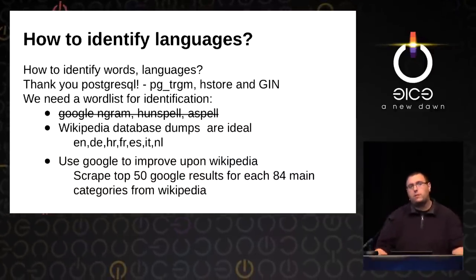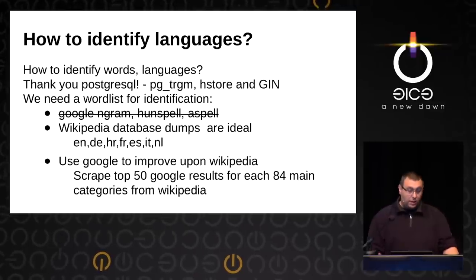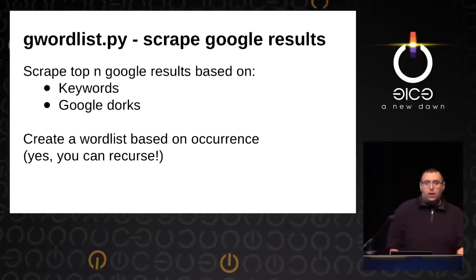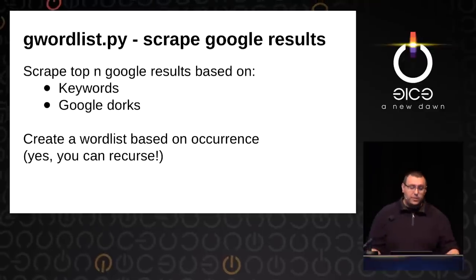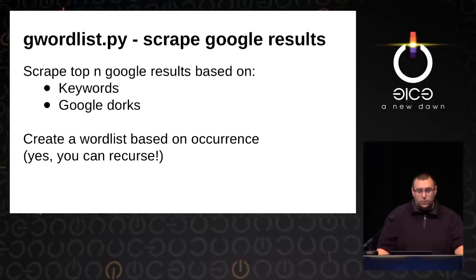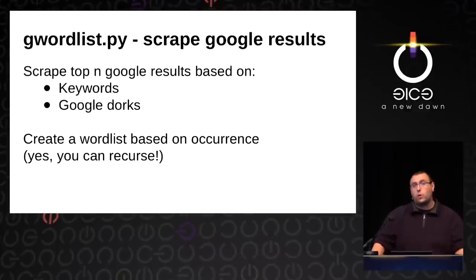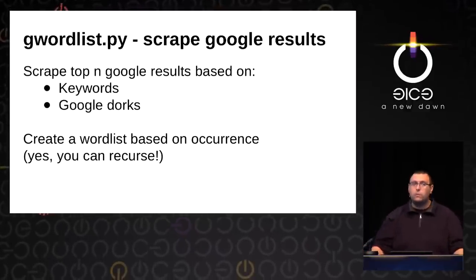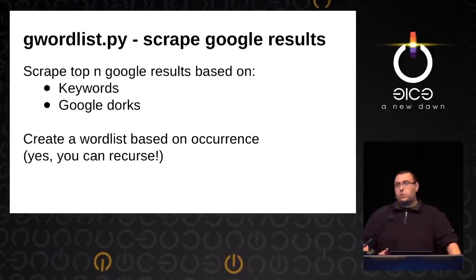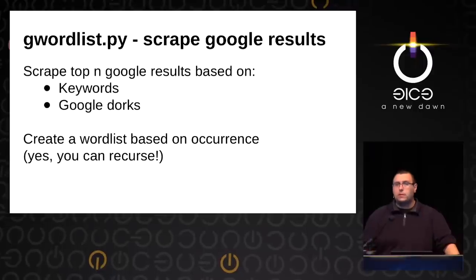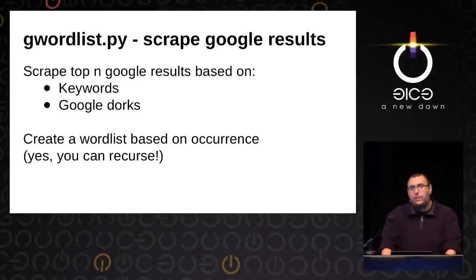And I use those categories to scrape 50 first results from Google to improve on the Wikipedia dump. To enable you to create password lists from Google searches, I created a small script called Gword List, which will scrape top N Google results based on keywords or Google dorks or Google hacks, however you want to call them, which you can enter. This will also create a word list based on occurrence that you can just simply pipe into a password cracking tool or anything else that you want.